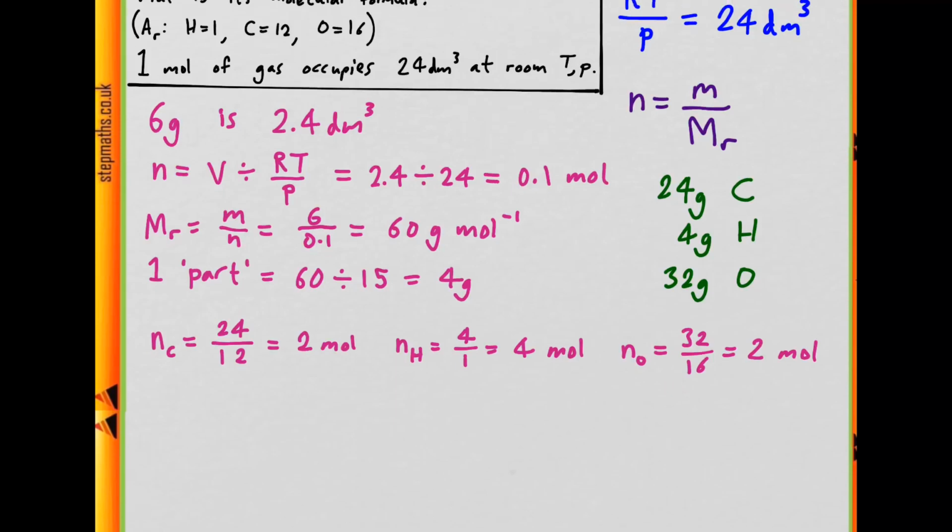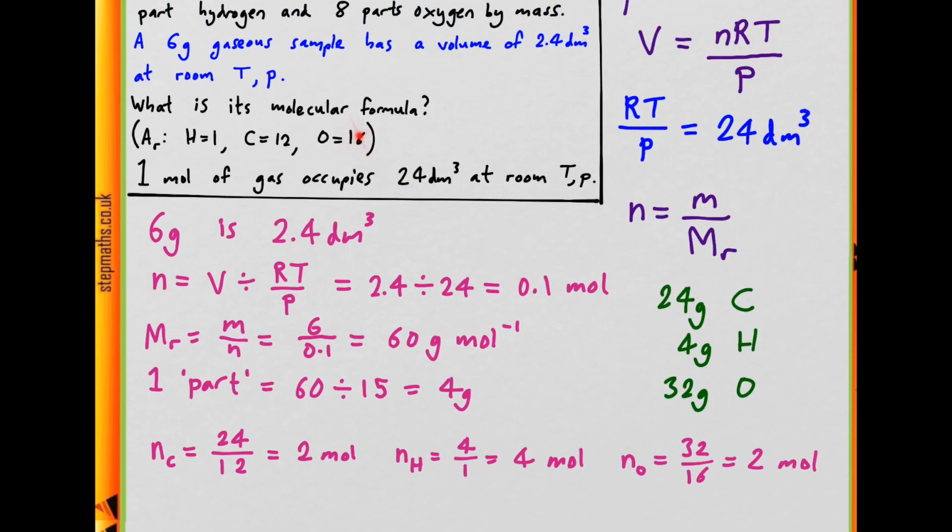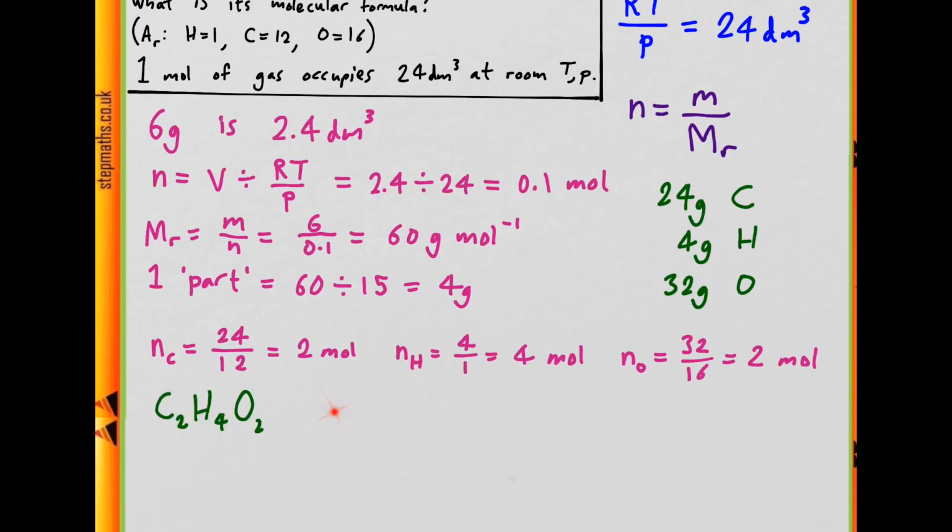And so what does that mean for the molecular formula that we need? We can just use these numbers. We have C2H4O2. So that is our final molecular formula, which corresponds to answer B on the question paper.